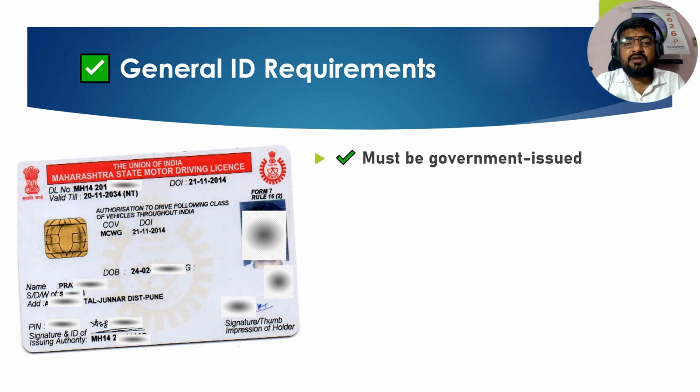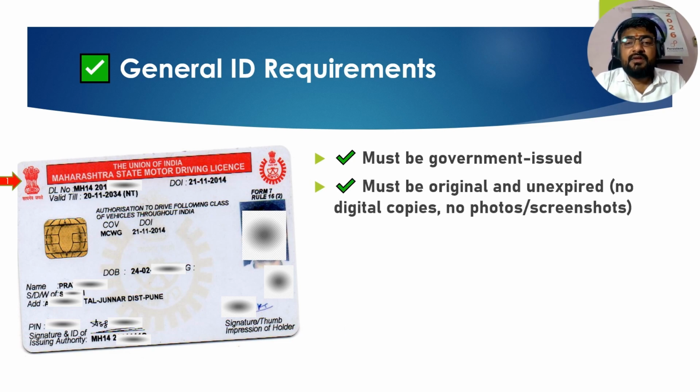This ID will be issued by the government. You can check that this is from the Union of India. So this is a government ID proof. Secondly, it must be original and unexpired. No digital copy, no photo, no screenshot is allowed for the verification process. We can check it is original and unexpired. There is a valid till date, an expiry date, so it will be a valid identification card.